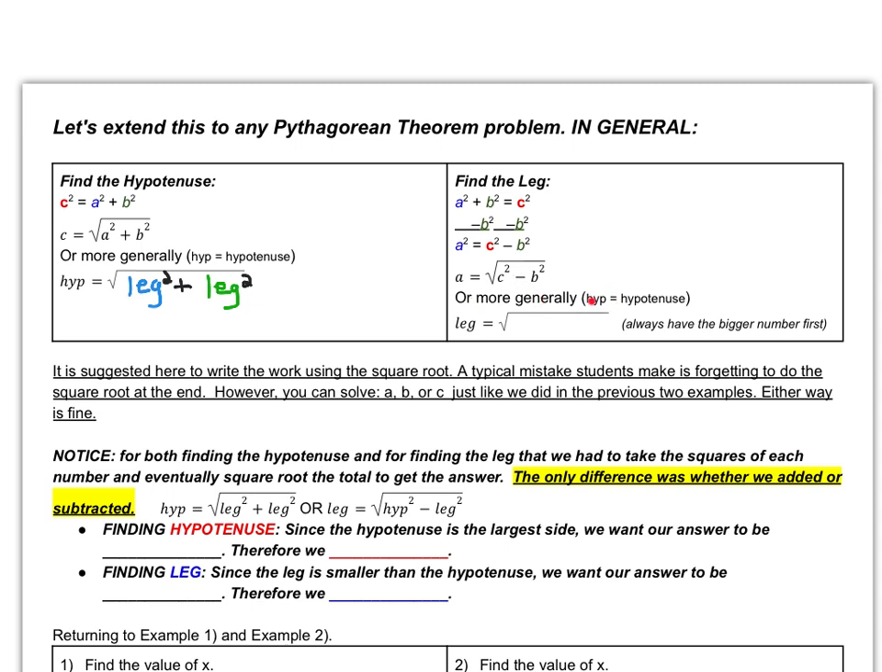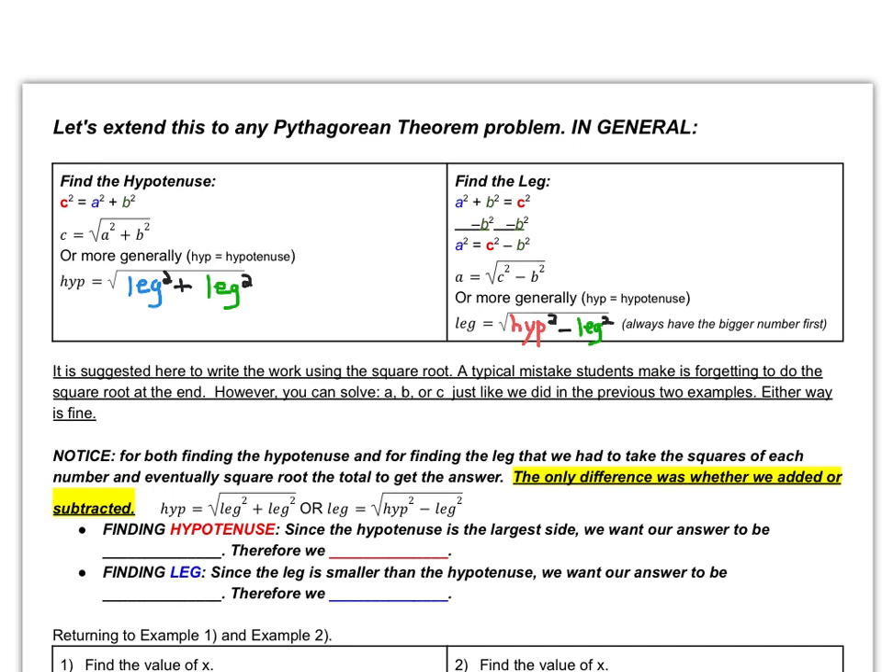Or more generally, again, if I use HYP as my hypotenuse, that's the abbreviation, is C the leg or the hypotenuse? C is the hypotenuse, which is squared. But this time, because I had to subtract, I'm going to minus my leg squared. So the leg is simply the square root of your hypotenuse squared minus your leg squared. Remember, just always have the bigger number first. So here's our general hypotenuse. Here's our general way to find the leg.